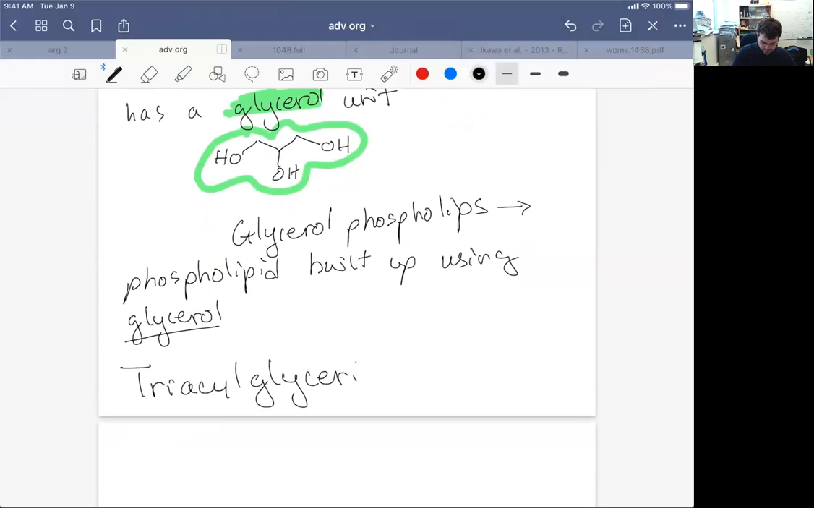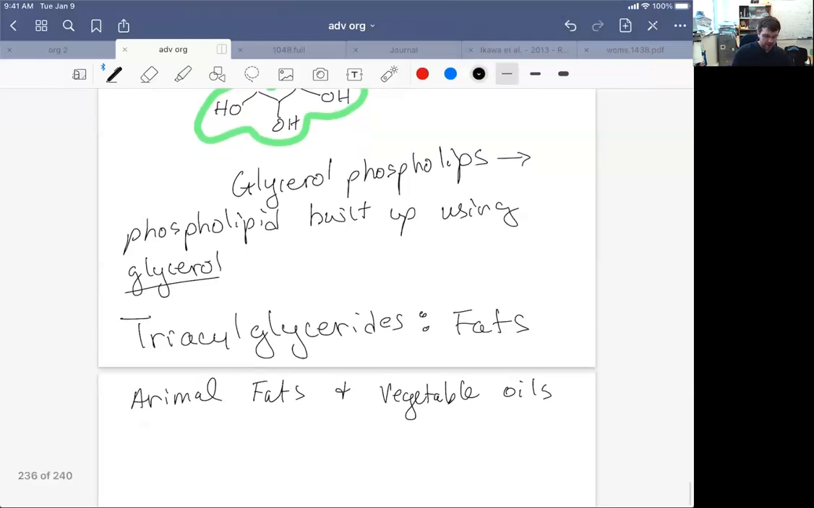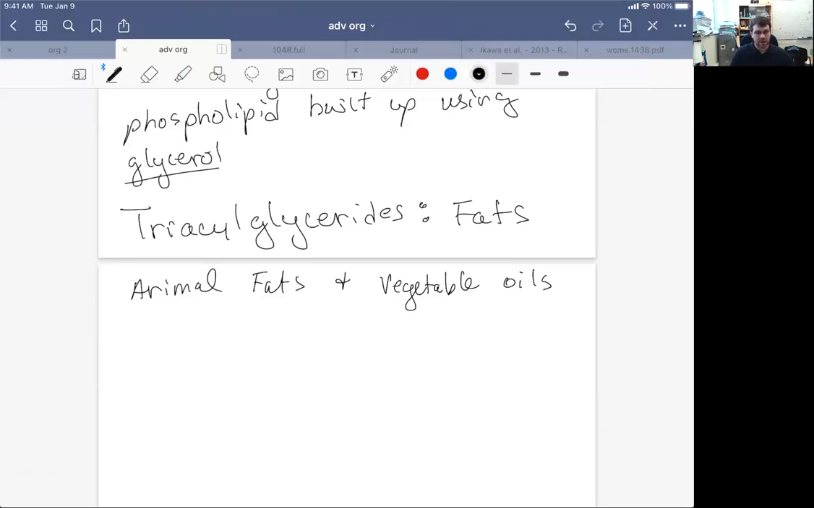Triacylglycerides. These are our fats that we typically associate with when we think about fats. So when I say animal fats, I mean animal fats and vegetable oils. Oil is really supposed to be just some organic molecule that happens to be liquid at room temperature. So these are mostly fats, just like animal fats, but they happen to have some structural defects that cause them to be liquid. And we know that these structural defects actually really help in nutrition.